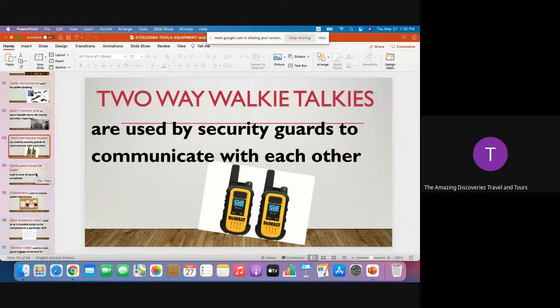Okay? Two-way walkie-talkie, ginagamit man ni Japon, mga radio handheld devices, ginagamit ini, especially sa mga drivers, sa mga gardeners, sa kitchen, security guard, they are still using this one for communication nga. They are not allowed to use their cell phone.